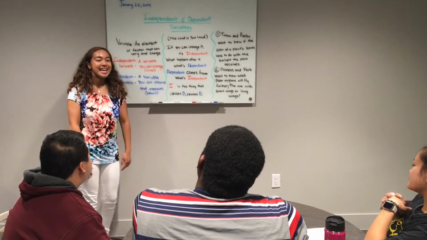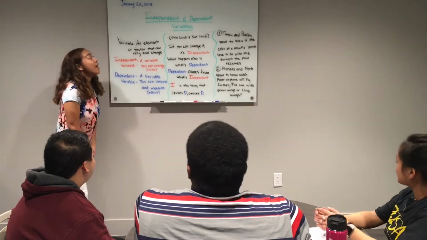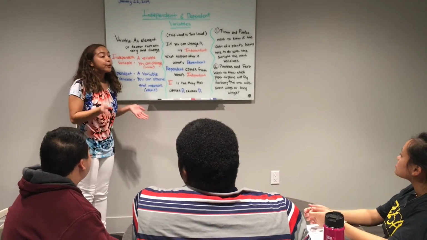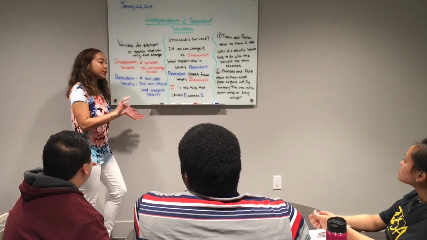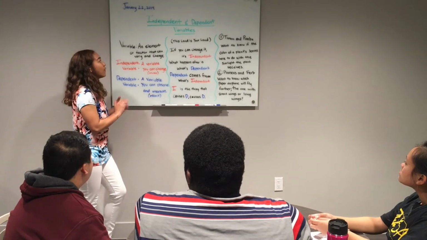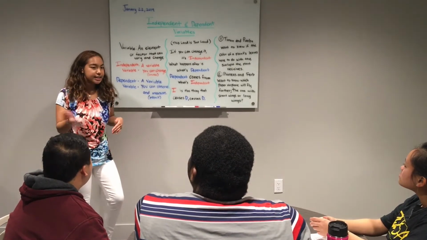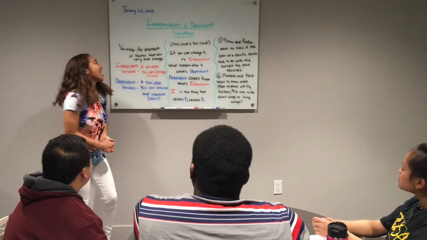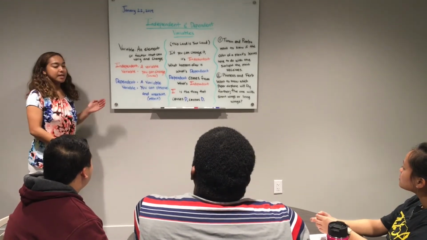Talking about independent and dependent variables. So a variable is an element or factor that can vary and change. Whenever you're performing a science experiment, everything that you put into it, everything that you measure, those are all variables. Or even in your everyday tasks, the things that you do, those are all variables. Does that make sense?